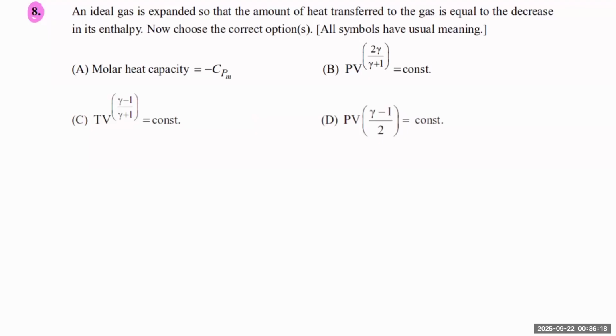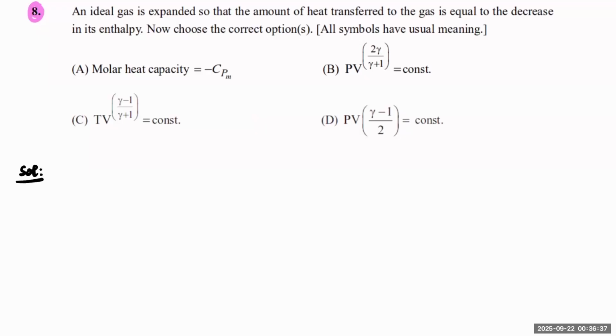Molar heat capacity is equal to minus Cp. Molar heat capacity is given as minus Cp. Right, so check it out.